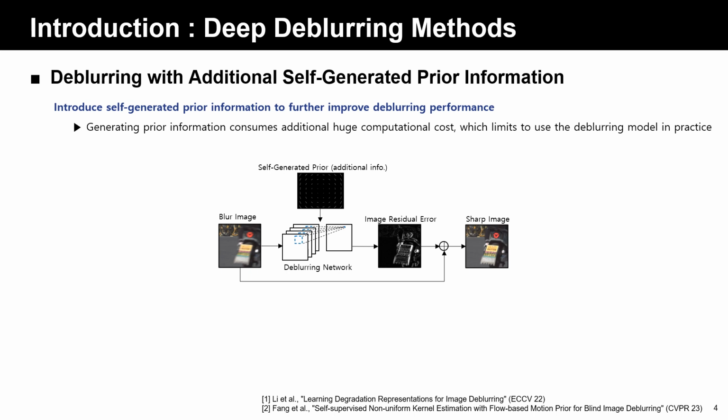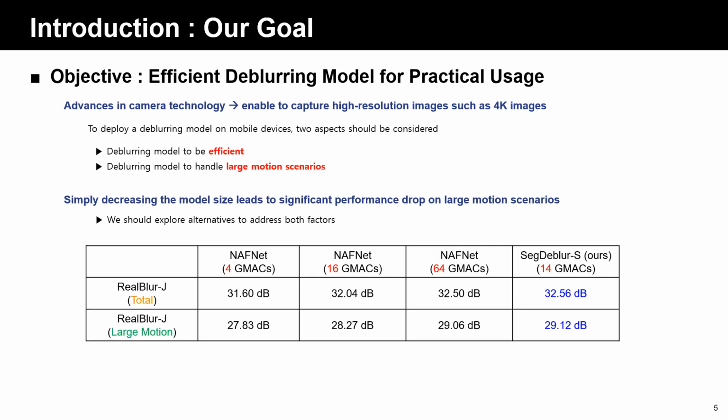Another research direction in deblurring tasks involves utilizing additional self-generated prior information. Those methods are based on kernel-free methods, but they additionally produce self-generated priors and incorporate them into the deblurring procedure. These methods further improve deblurring performance, but generating prior information consumes significant additional computational cost, which makes them less practical for real-world usage.